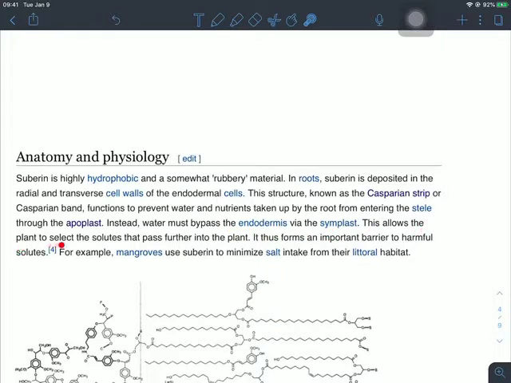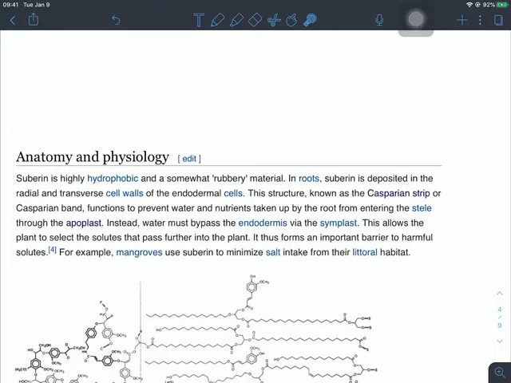This allows the plant to select the solutes that pass further into the plant. It thus forms an important barrier to harmful solutes. The endodermis can prevent things from getting in that shouldn't get into the plant, because after all, a plant doesn't have a choice in the water it drinks. I could pour acidic water on plant roots, and it would have to filter out the water and try to leave the acidic components in the soil. Plants don't have an option. They have to deal with what's around them.